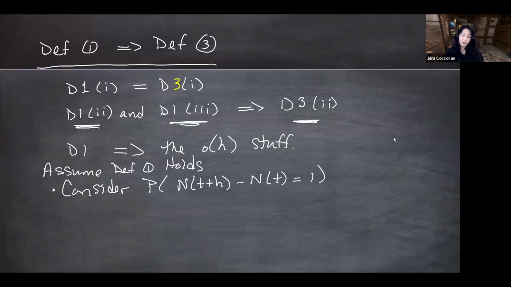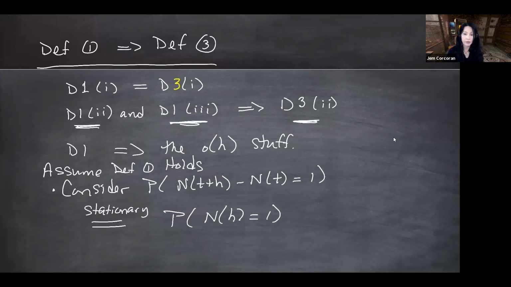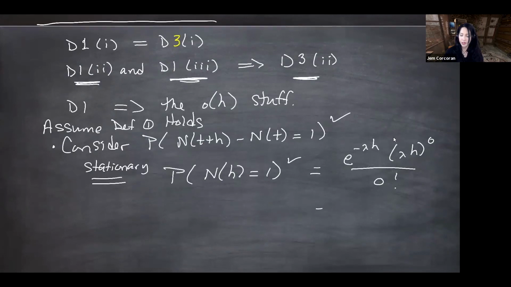Then by stationarity, not that you need to do this step, this is the same thing as the probability that N(h) is 1. It's just an interval of length h, so I've switched from t to t plus h back to 0 to h. That was unnecessary, because with the Poisson assumption of definition 1, this is e to the minus lambda h, to the 0 over 0 factorial, which is just e to the minus lambda h.